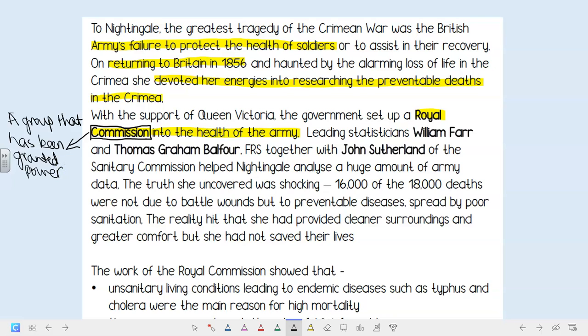Okay. So leading statisticians, that's a very difficult word to say. I challenge you to see if you can say that 3 times very quickly. Statisticians. So statisticians are basically people who run numbers. So they look at the facts and figures. So we'll add that in. So they look into the statistics.